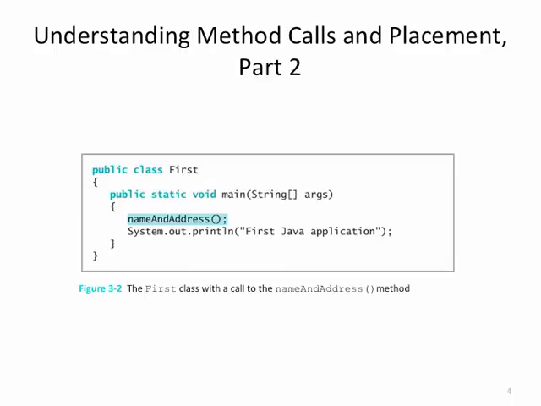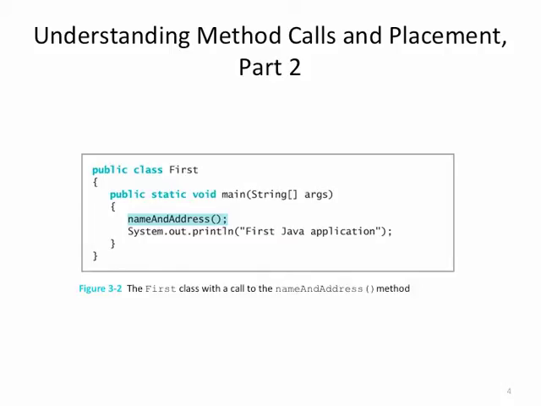Here's an example. This is a call to a method called name and address. Notice that the method name has no spaces, no special characters, and it starts with a lowercase letter. All method names are followed by a set of parentheses. The parentheses can be empty, or they can have something in them. So take a look at name and address. That's followed by an empty set of parentheses.